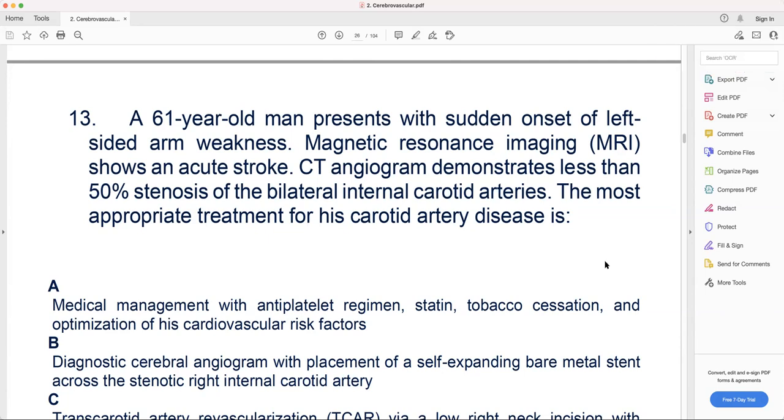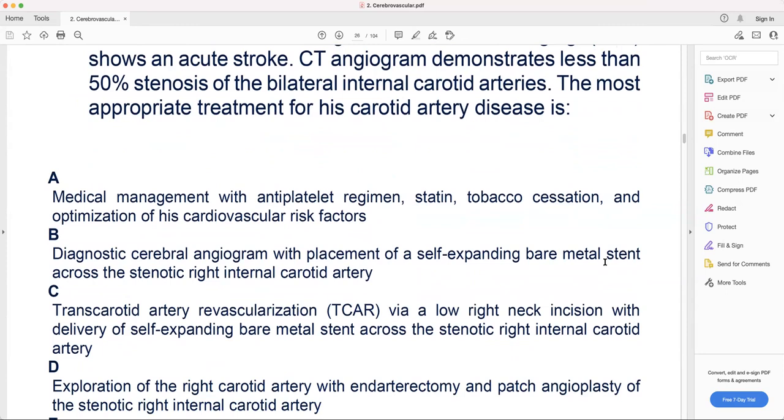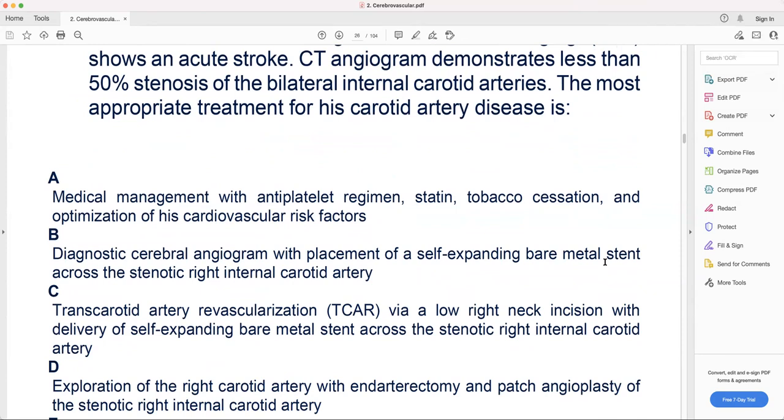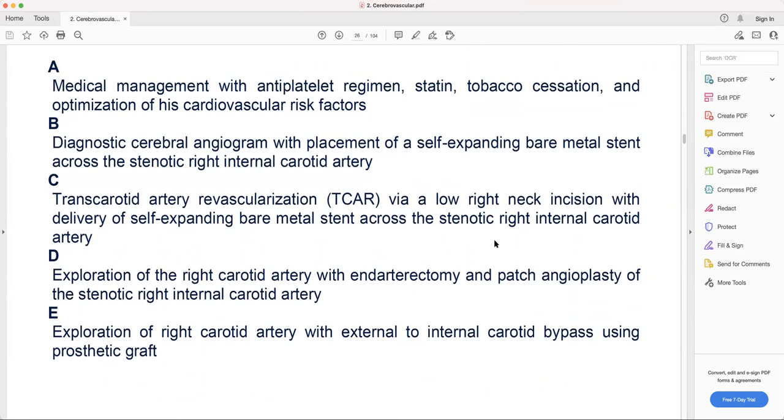Okay, Amjad. A, medical management with antiplatelet regimen, statin, tobacco cessation, and optimization of his cardiovascular risk factors. Yes. B, diagnostic cerebral angiogram with the placement of self-expandable bare metal stent across the stenotic right internal carotid. No. C, TCAR by a low right neck incision with the delivery of self-expanding bare metal stent across the stenotic right internal carotid artery. Also no. D, exploration of right carotid artery with endarterectomy and patch angioplasty for the stenotic right internal carotid artery. And E, I can't see the E, doctor. Sorry, yeah. Exploration of right carotid artery with external and internal carotid bypass using prosthetic graft. So it will be A, medical management.